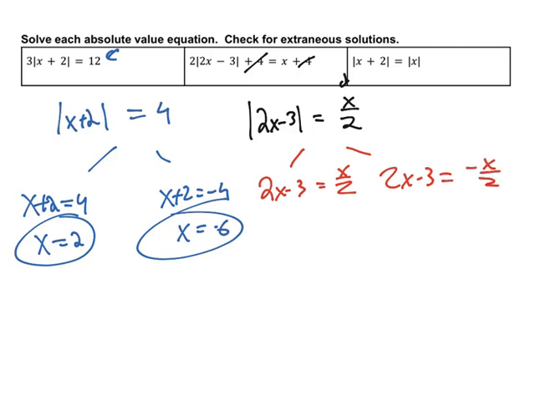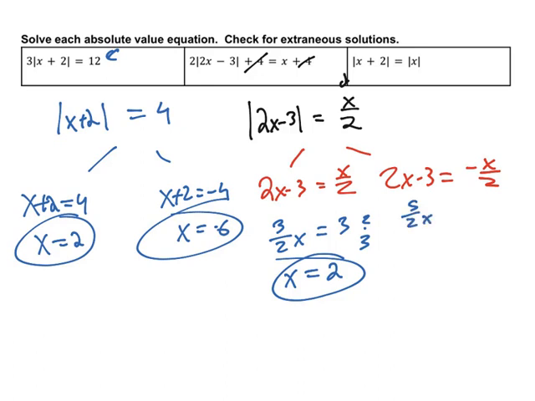Okay. I'll subtract x over 2, that's 3 over 2x equal to 3, and I'll multiply both sides by 2/3, which is 6 over 3, which gives me an x value of 2. And then over here, I'll add 1/2 x, which now gives me 5 over 2x equal to 3. I'll multiply both sides by 2/5, and that gives me x equal to 6/5. Both of those are going to be good, so I don't have to worry about extraneous solutions.